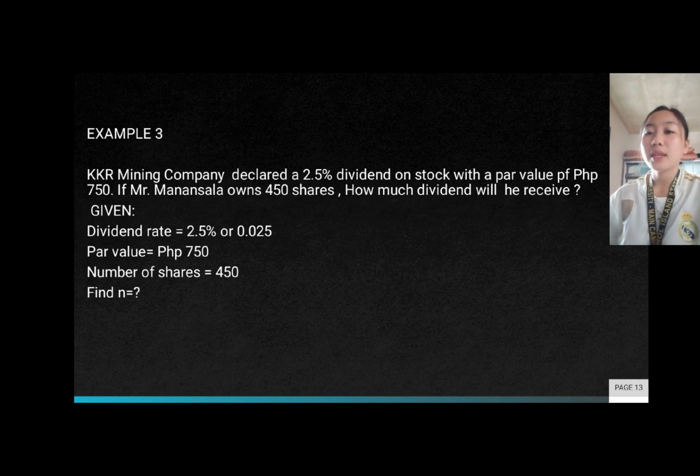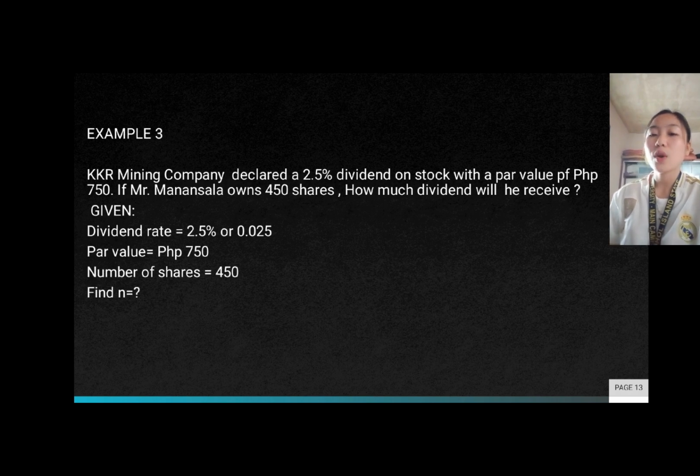KKR Mining Company declared a 2.5% dividend on stock with a par value of 750 pesos. If Mr. Manansala owns 450 shares, how much dividend will he receive? So in this problem, we will find the total dividend Mr. Manansala will receive. So the given: the dividend rate is equal to 2.5% or 0.025, the par value is 750 pesos, and the number of shares is 450.